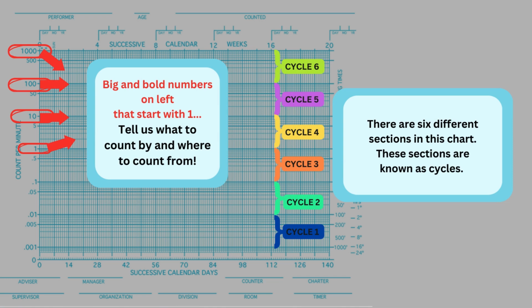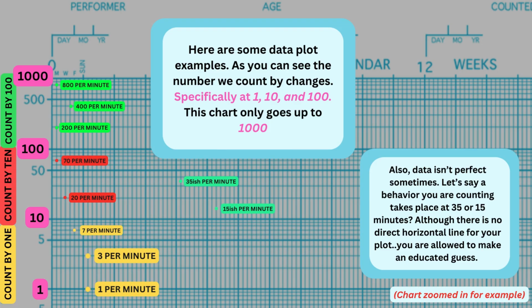This chart is broken up into 6 sections, also known as cycles, and you'll probably hear them referred to as cycles from here on out. I just wanted everyone to be aware that that's what these are. They're basically 6 sections of the chart. On the left, these big and bold numbers, 1, 10, 100, and 1000, tell us what to count by and where to count from. If that doesn't make a lot of sense, hopefully this zoomed-in chart will help you understand.